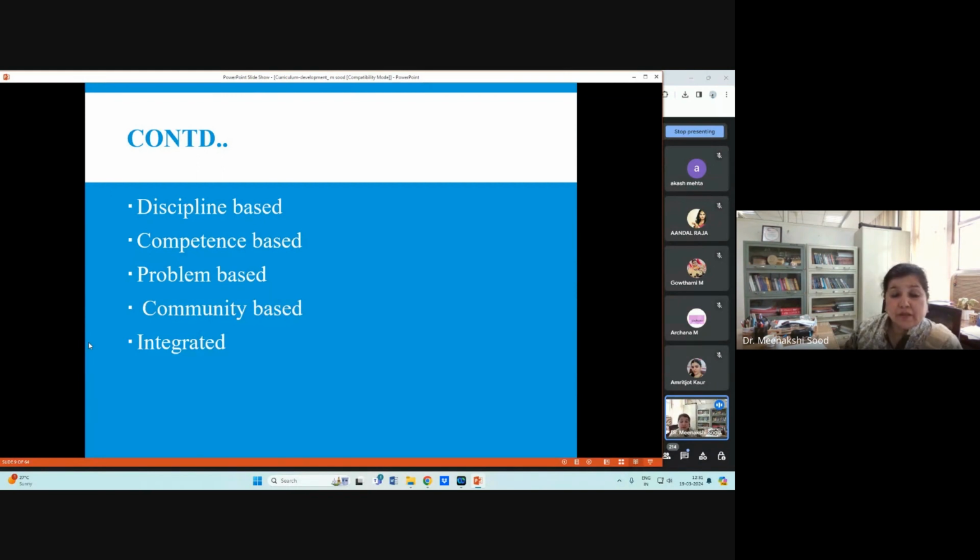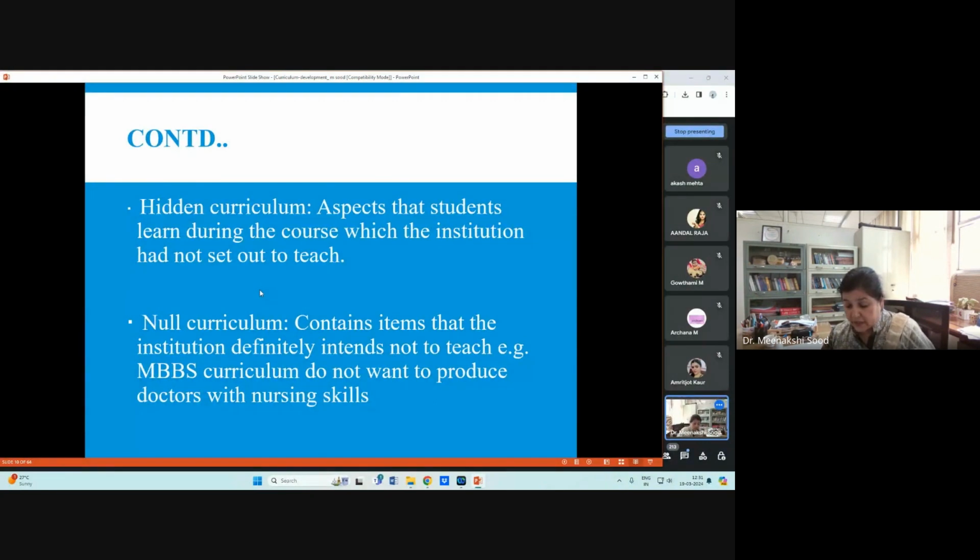right? Then you have the problem based. Okay, specifically if the curriculum is designed to cater to project based learning, that is problem based curriculum. Community based is again application oriented. And then you have integrated curriculum, which is now like blended learning or the flipped learning curriculum, which I'll talk about in my further slides. These two things I want to bring to the notice of all of you, which is very important. One is hidden curriculum and the other is null curriculum.